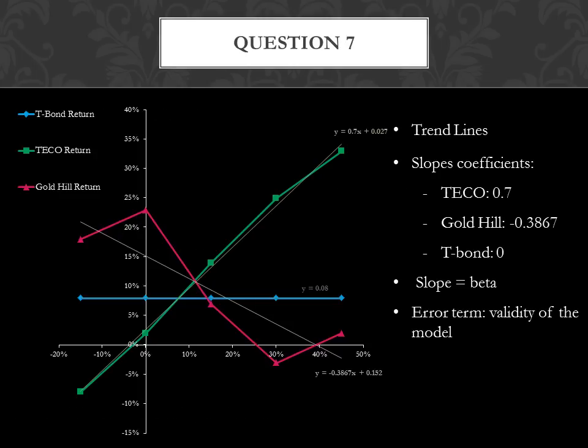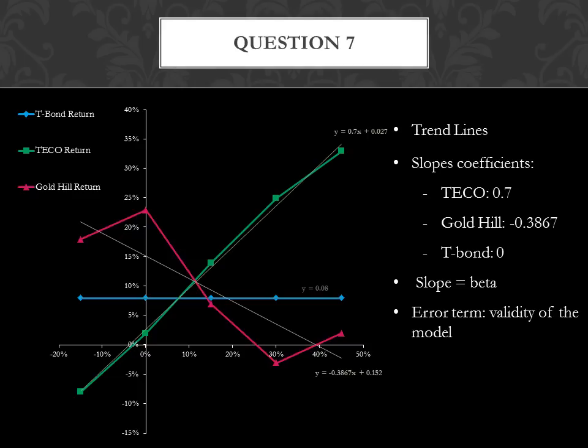The line connecting all the scattered dots in the chart is called the trend line, and it's used to determine the correlation of the securities and the markets. The slope coefficient is estimated using the regression line. TICO has a slope of 0.7. Gold Hill has a slope of negative 0.38, and T-bond has a slope of 0 since it has no relation with the market. The slope of the regression line is known as beta of the security.